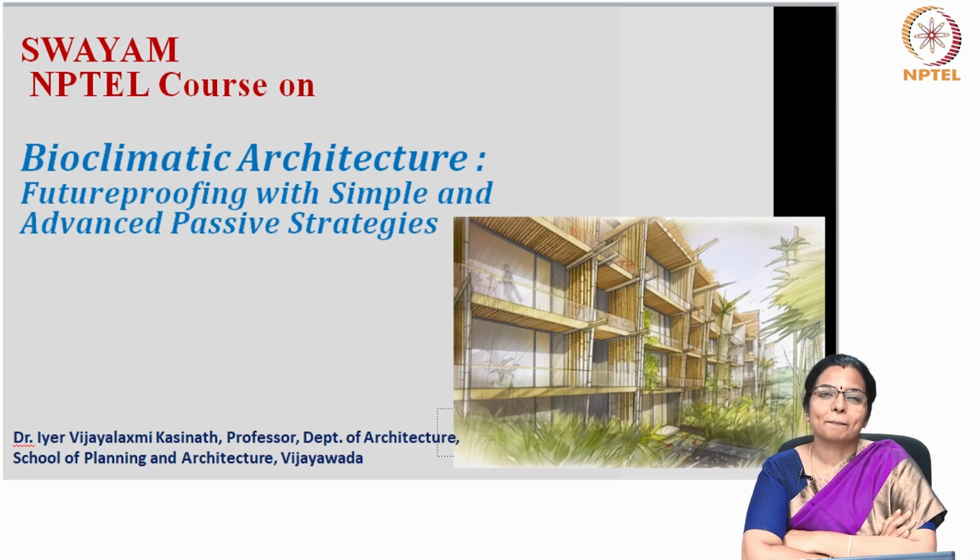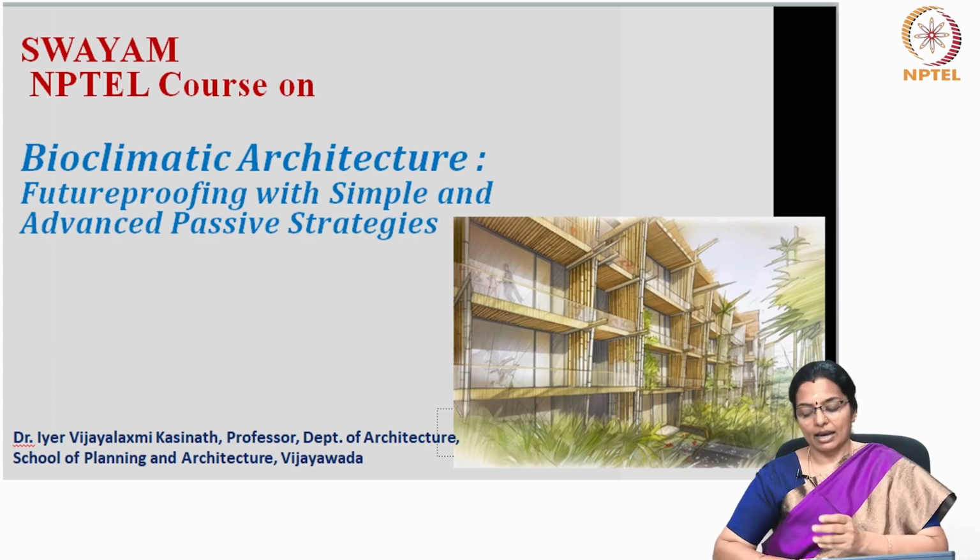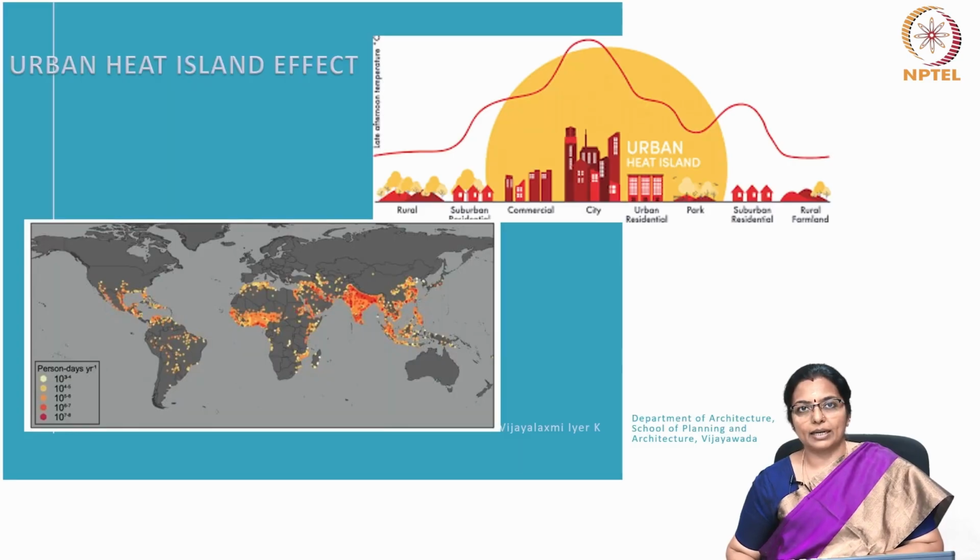Dear students, in the last class we saw two simple passive techniques. One is on orientation and form, and the second one we looked at openings, the size, position and shading devices. But what happens if we do not design bioclimatically? So today we will have a look at an important subject called urban heat island. What is urban heat island and the impact it can have on our microclimate?